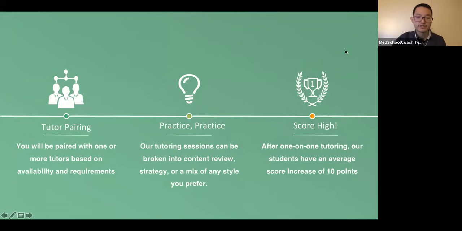And during these tutoring sessions, we'll help with content if needed, we'll help with strategies, we'll really help the student with whatever they need in order to get to their target score. And as a final point, we have done quite well for our students. So you can see our average score improvement for our students is 10 points, and that's really quite impressive.